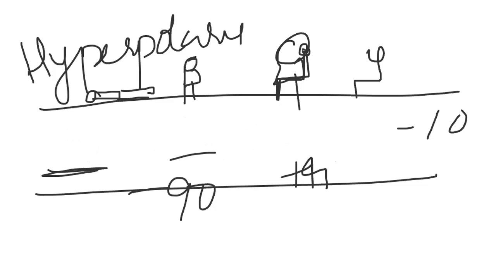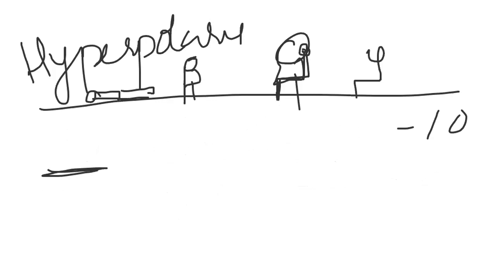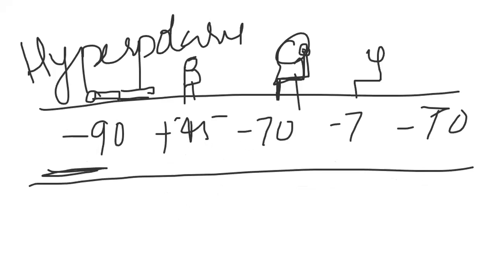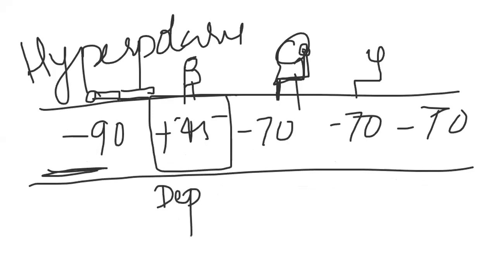So how do they ask? Let me show you how they ask this kind of question. So this is minus 90, plus 45, minus 70, minus 70. Okay. So always, before the depolarization, this is depolarization, isn't it? Always before the depolarization, the area is in a hyperpolarized state.